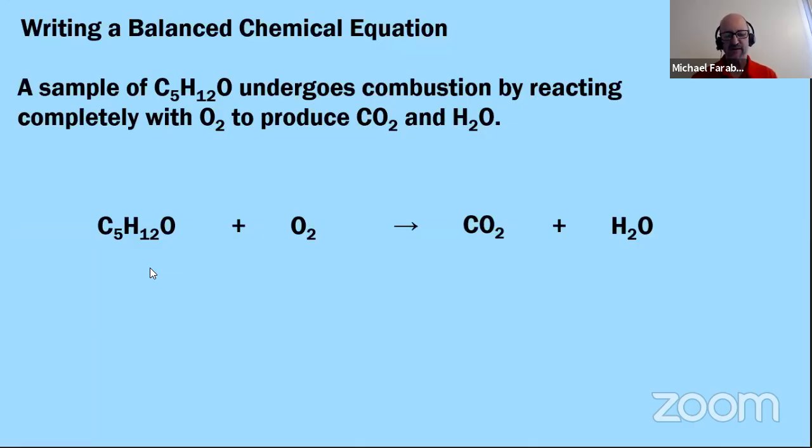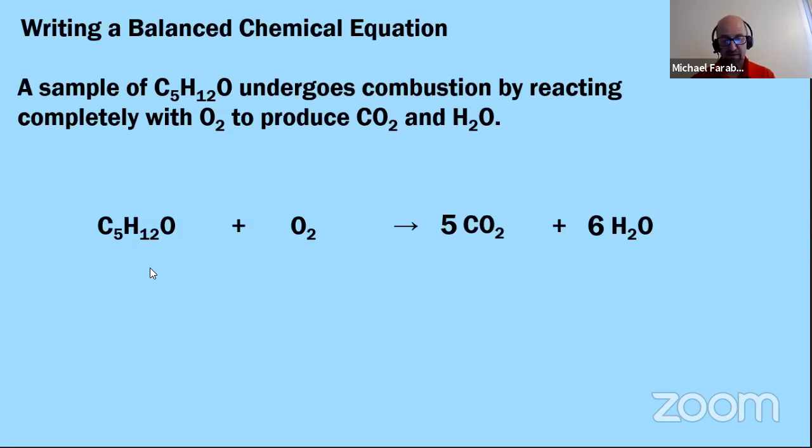either because they're not quite paying attention or they're going too fast. So I'm going to start with the carbon. I see 5 carbons on the left, so I'll balance the carbon by putting a 5 in front of the carbon dioxide. I see 12 hydrogen atoms on the left, so I'll balance the hydrogen by putting a 6 in front of the water on the right.